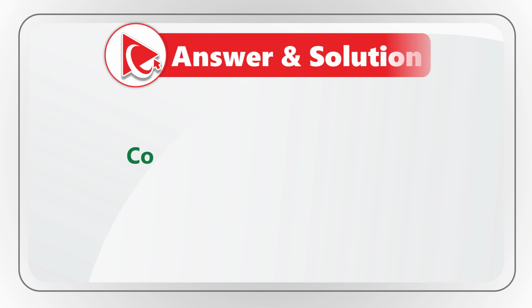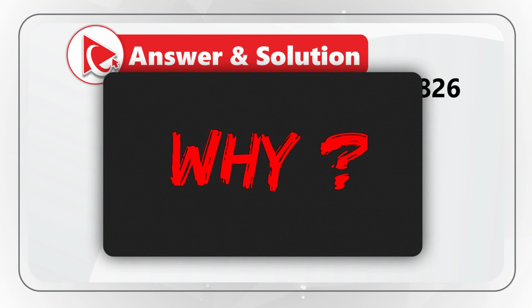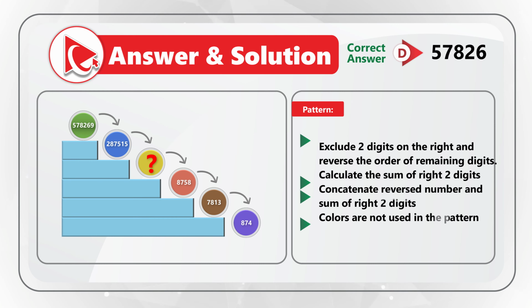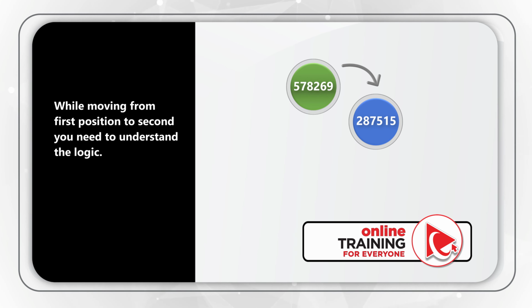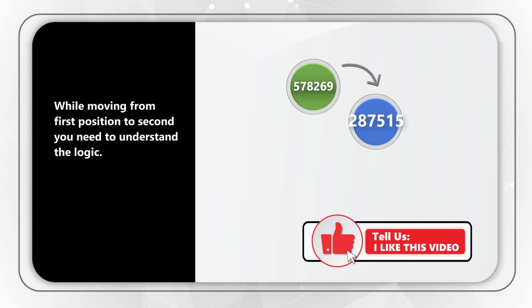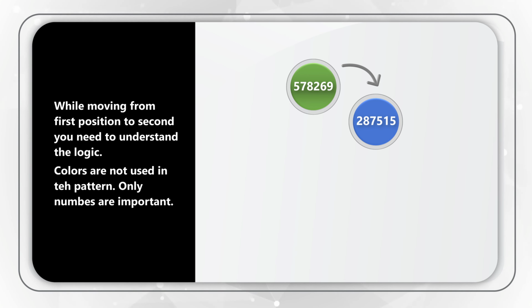I believe the correct answer here is choice D, 57,826. To understand why, let's look at the pattern. As the ball rolls from the first position to the second, and we transform from digits 5, 7, 8, 2, 6, 9 to digits 2, 8, 7, 5, 1, 5, we need to understand the logic. As you might have suspected, the colors are not used in the pattern, and they're there just to deceive you. Only numbers are important. And to complete the transformational pattern, we need to do it in 3 steps.